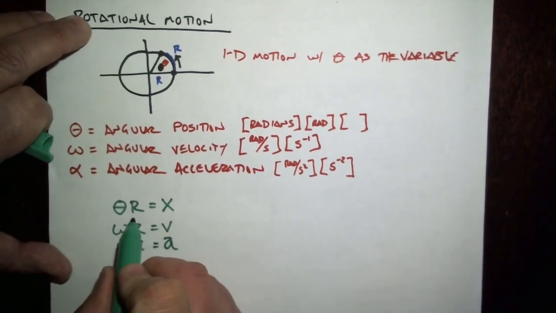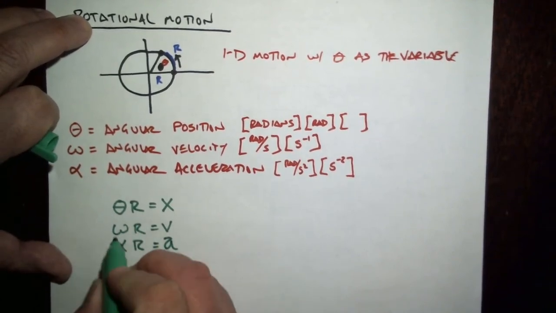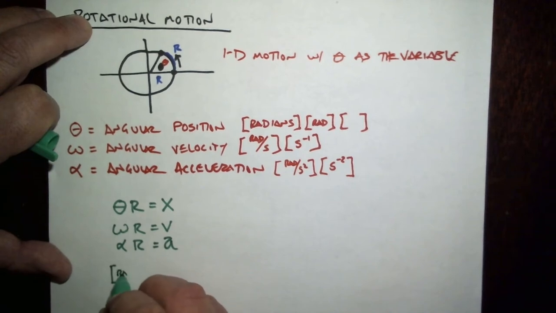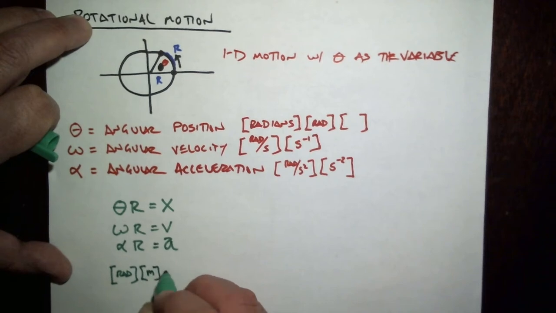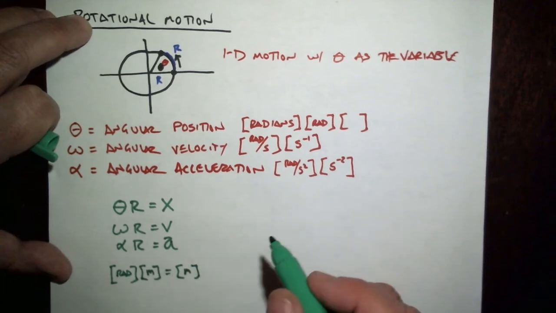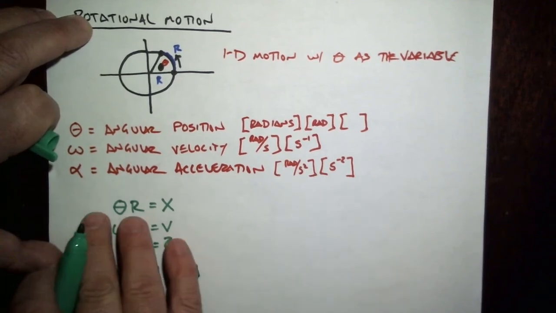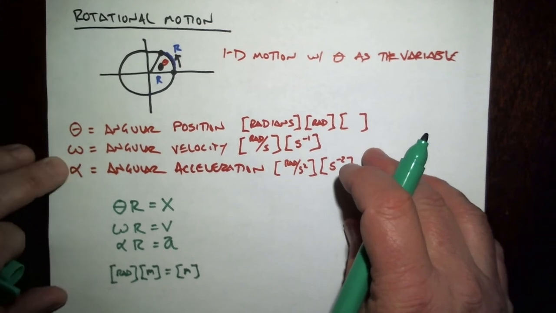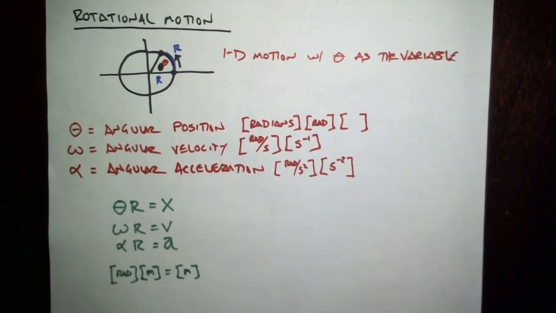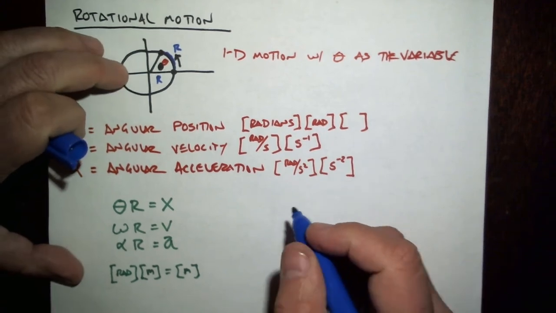And if you don't remember what to do with the r, just remember that the units here are radians, and then we're going to be multiplying by r, which is in meters, and that's going to give us meters, which is what x is in. And similarly for the other ones, okay? Once you realize that these are the new things you have to keep track of, you realize that we can do exactly what we did before, which is to come up with equations of motion.